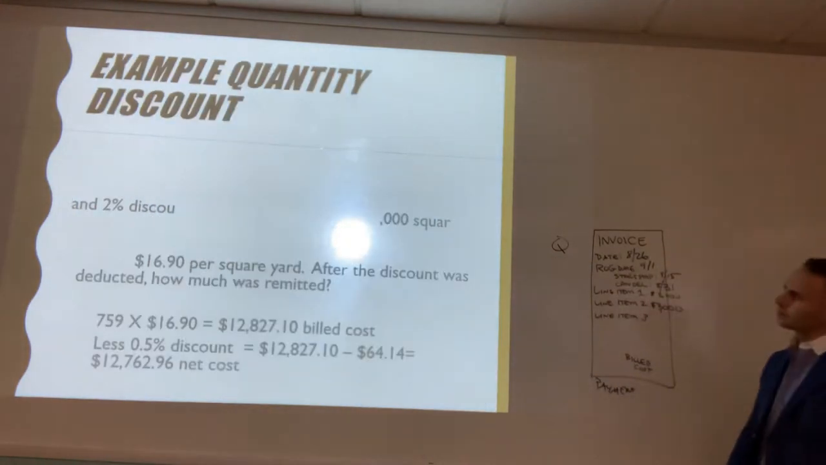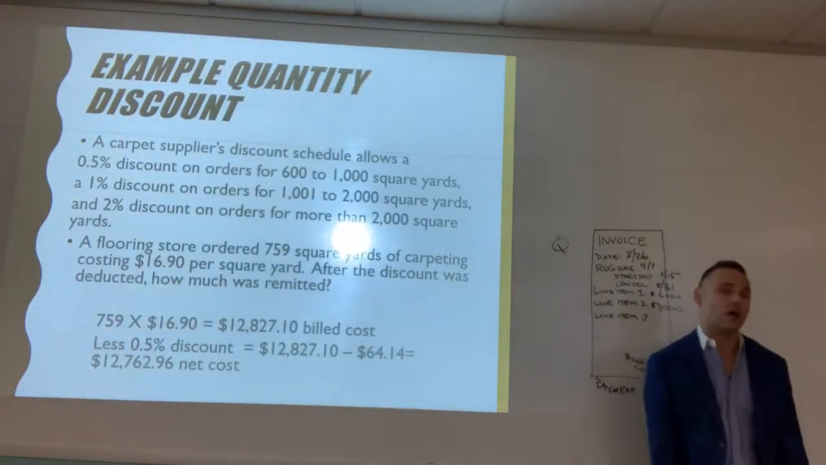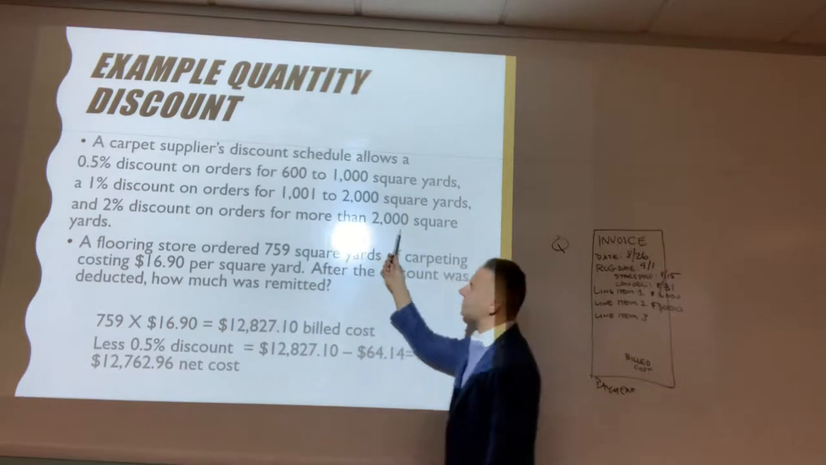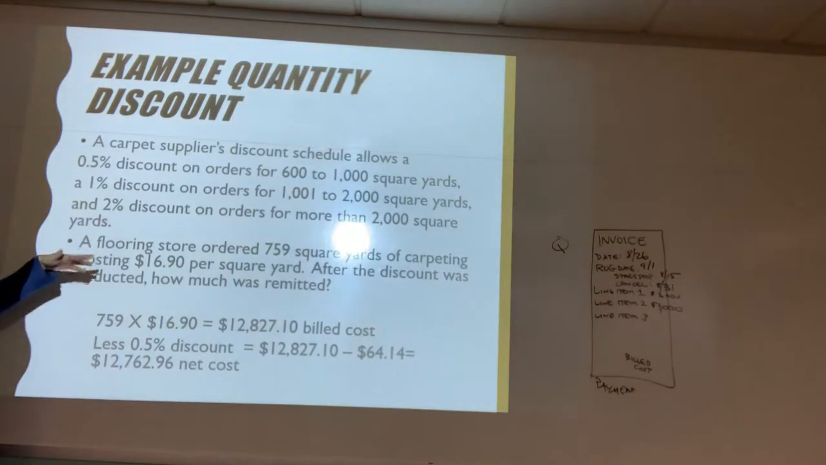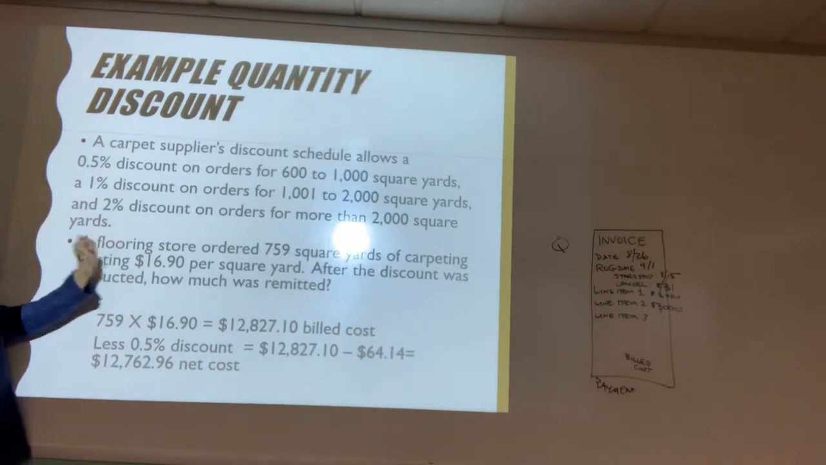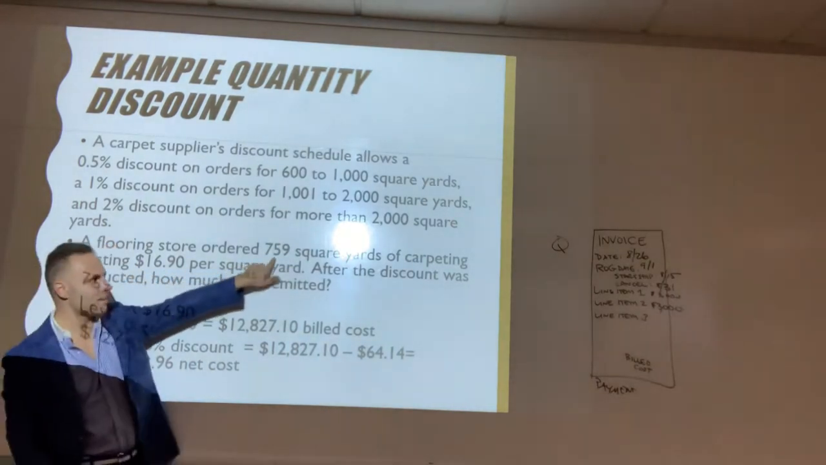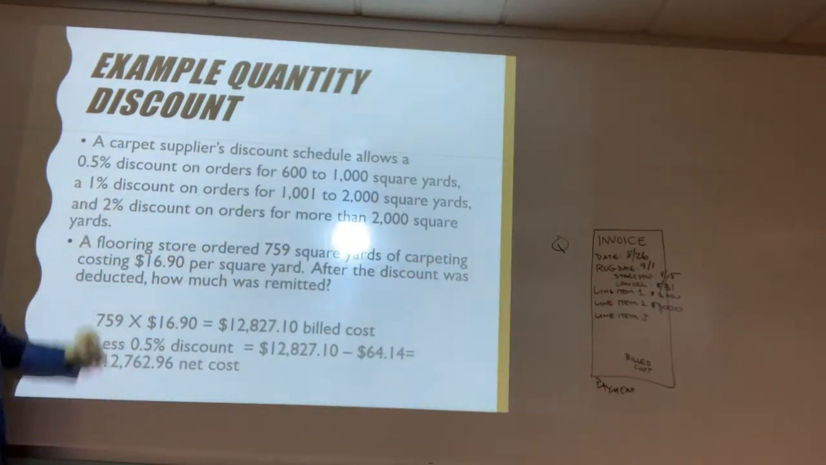Okay, good stuff. And then here is just a quick example of a quantity discount. So here's a little menu, it tells you, okay, for this amount of orders, and this amount of orders, and this amount of orders, this is the individual discount that you qualify for. So let me just ask you, if I ordered 500 square yards of this carpet, how much discount would I get? No discount, correct. There'd be no quantity discount because I just didn't order enough. In this problem, I'm ordering 759, so obviously I qualify for the first discount, right? The smallest one, 0.5%. Okay, easy.